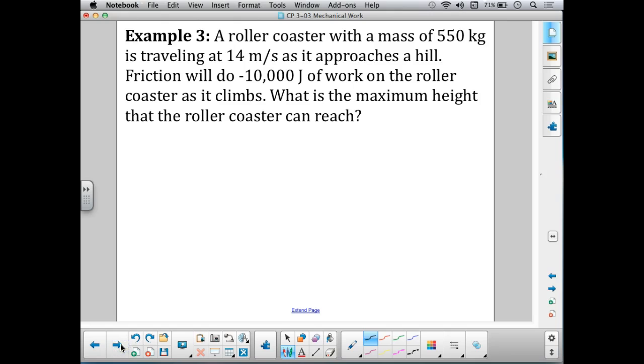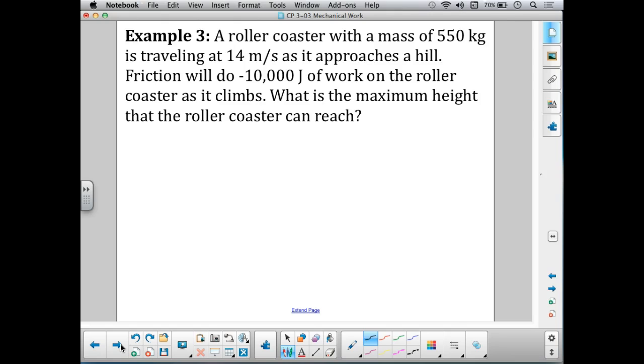Okay, let's see an even more complicated example. This time we're going to see what work can do to the total mechanical energy of an object and how it can affect an object's motion. So here's example 3. A roller coaster with a mass of 550 kilograms is traveling at 14 meters per second as it approaches a hill. Friction will do negative 10,000 joules of work on the roller coaster as it climbs. What is the maximum height that the roller coaster can reach?